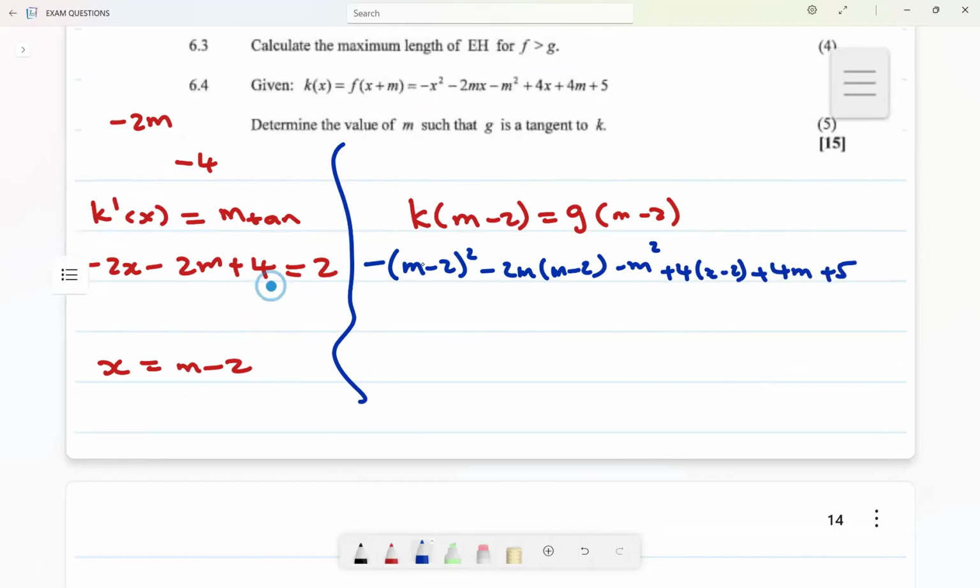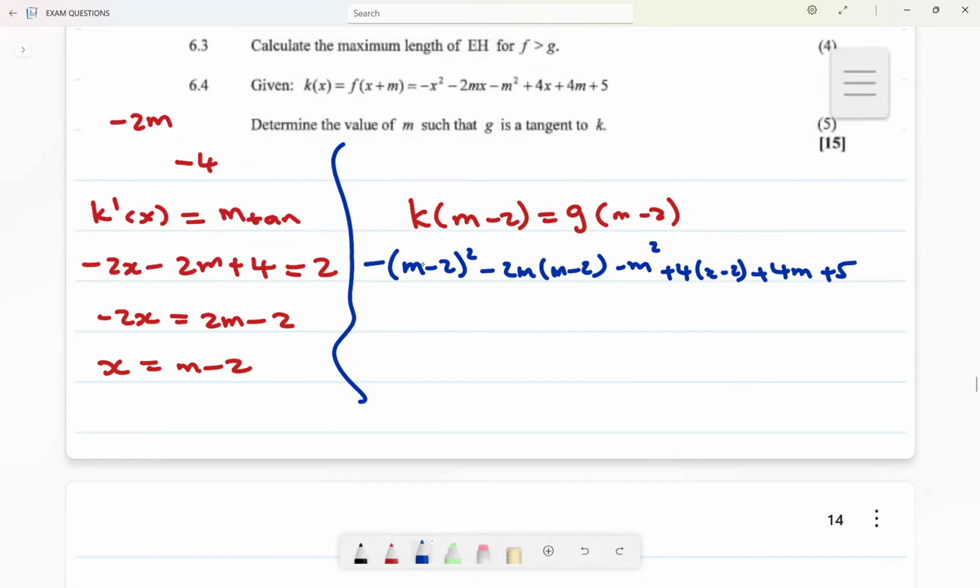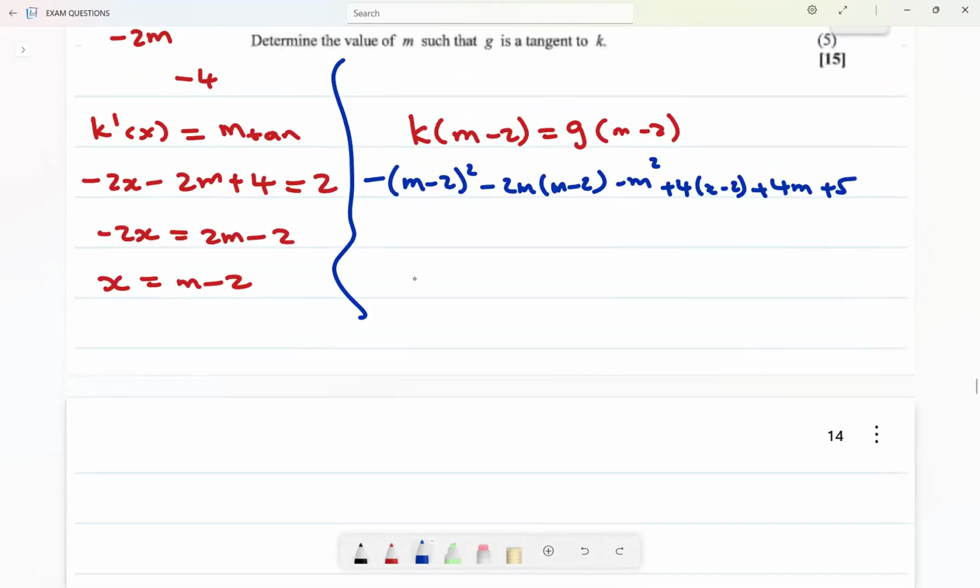Guys, do you allow me to erase this? I think you have already seen it. Or let me just do this. I'll write it underneath here.